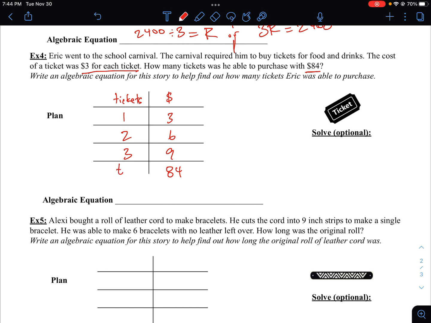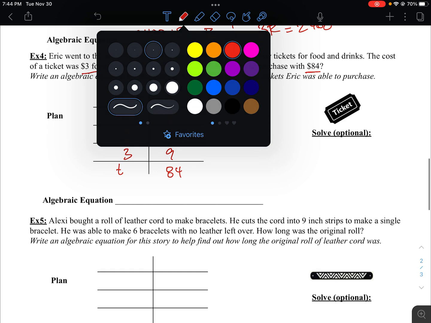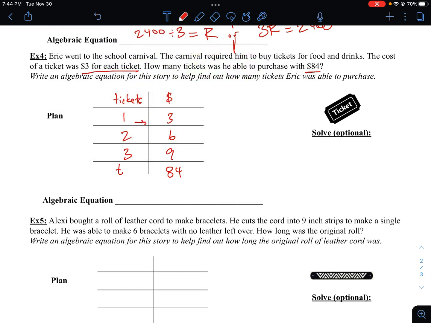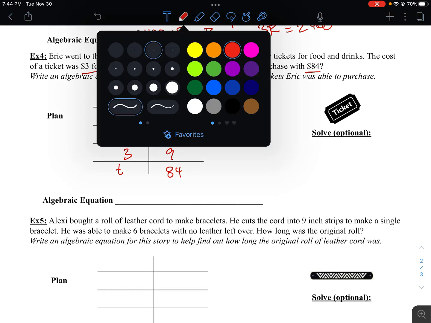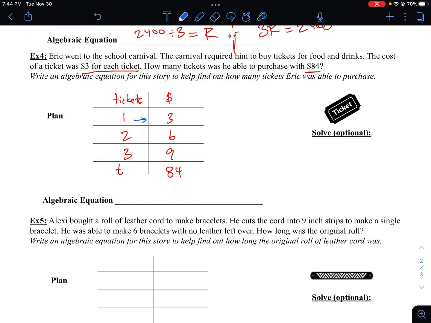All right, let's look for patterns now. How do I get from 1 to 3, 2 to 6, 3 to 9? Oh, you know. Multiply by 3. Times 3 every time. How do I get from t to 84? Just multiply t by 3, and that'll get me 84. So one equation is t times 3. I like writing it like this: 3t. That's going to get you 84.